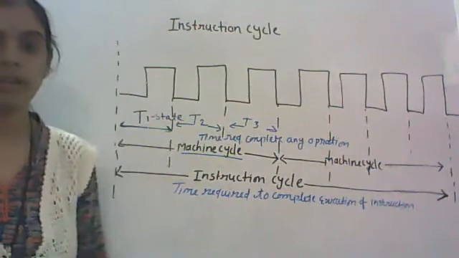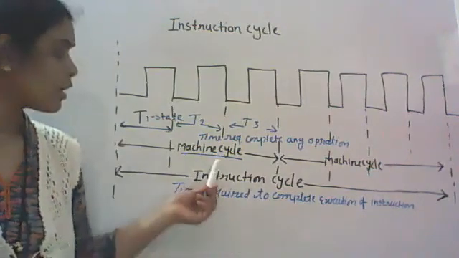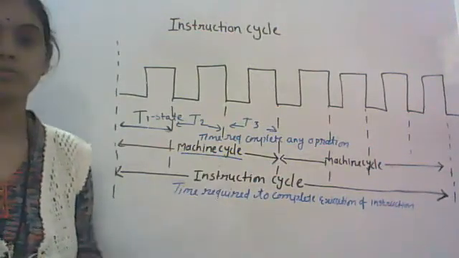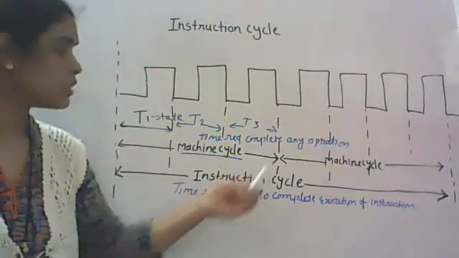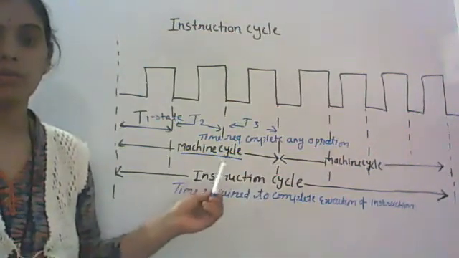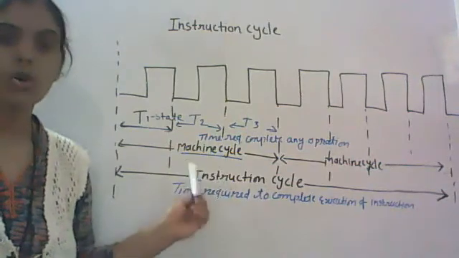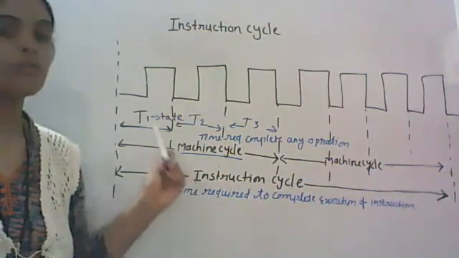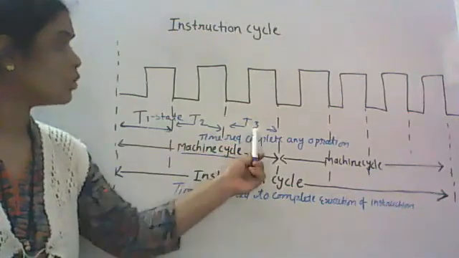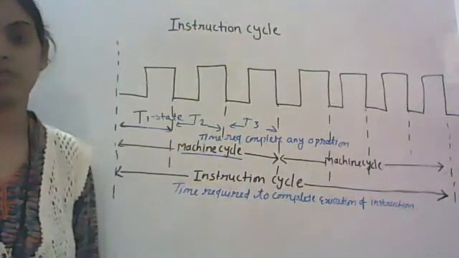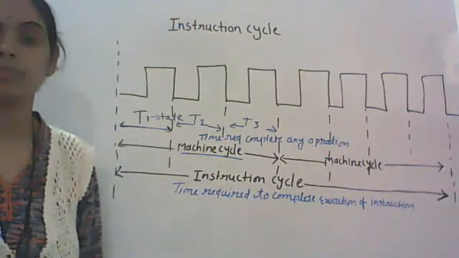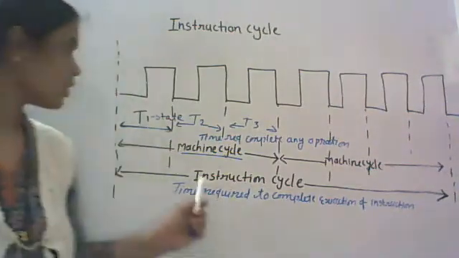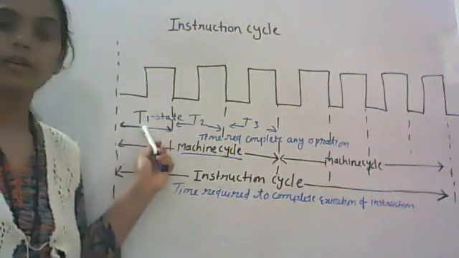Therefore, we can say that one instruction cycle in 8085 consists of 1 to 5 machine cycles, and one machine cycle consists of 3 to 6 T-states. That is 3 to 6 clock periods. Okay, this is about the instruction cycle, machine cycle and T-state.